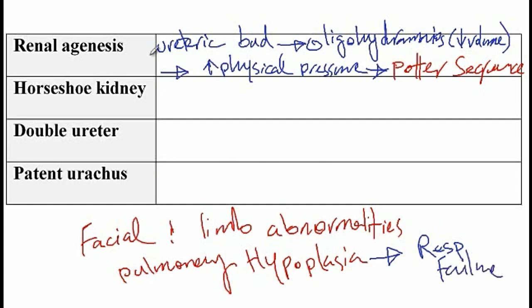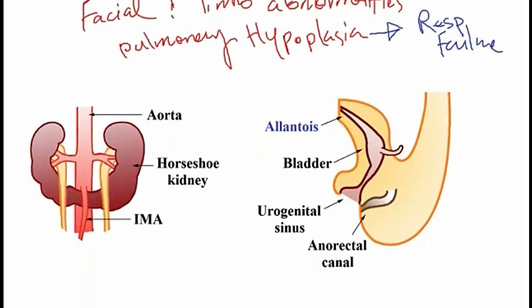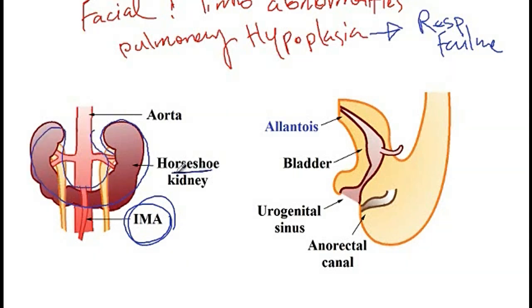The next condition is horseshoe kidney, which is commonly seen in Turner syndrome, which is XO. So during normal embryonic development, if the ascending kidney gets stuck under the inferior mesenteric artery, it will develop a horseshoe shape. And the function of these kidneys are normal. So it's just that their location is lower in the abdomen, but the function is normal.